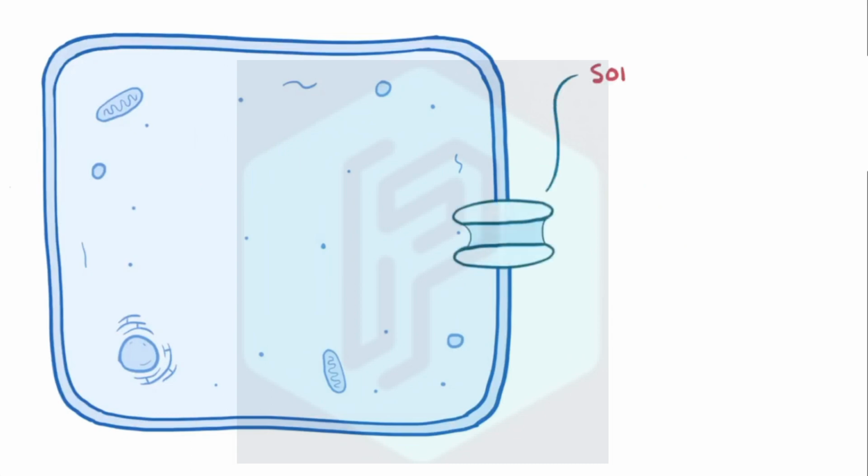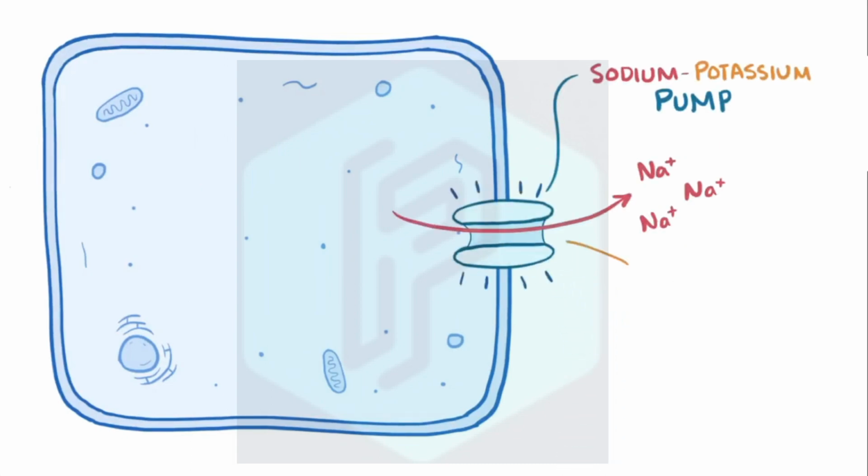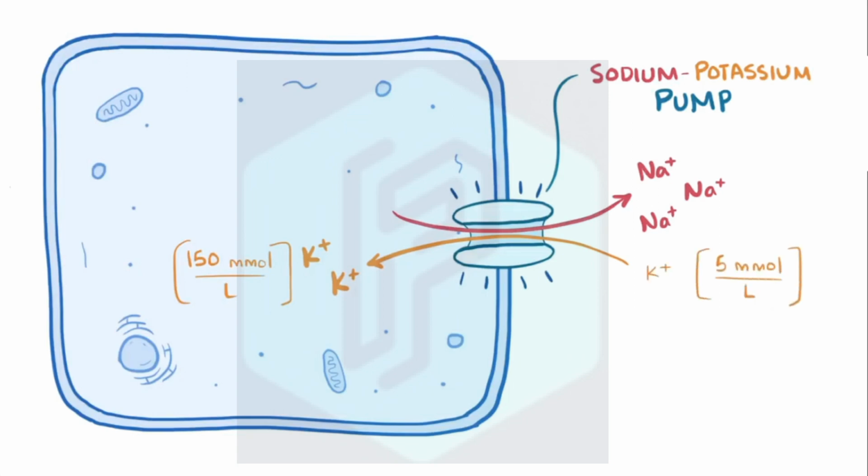Let's start with the sodium-potassium pump, which uses ATP to move 3 sodium ions out of the cell for every 2 potassium ions that it moves into the cell. This is like the workhorse of the cell, and it helps establish the concentration gradient for potassium and sodium. So let's focus on potassium, which has a concentration of 150 millimoles per liter on the inside of the cell and about 5 millimoles per liter on the outside of the cell.